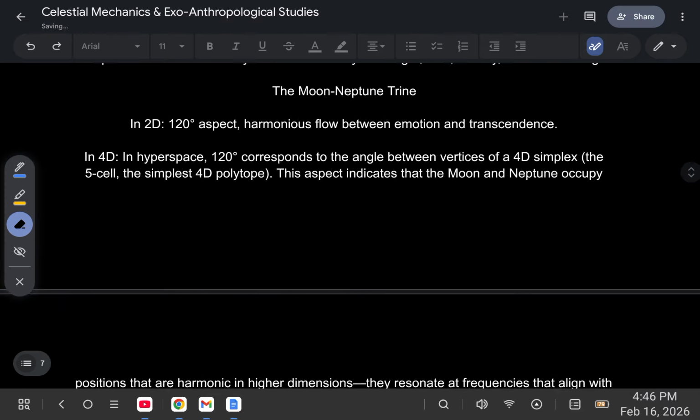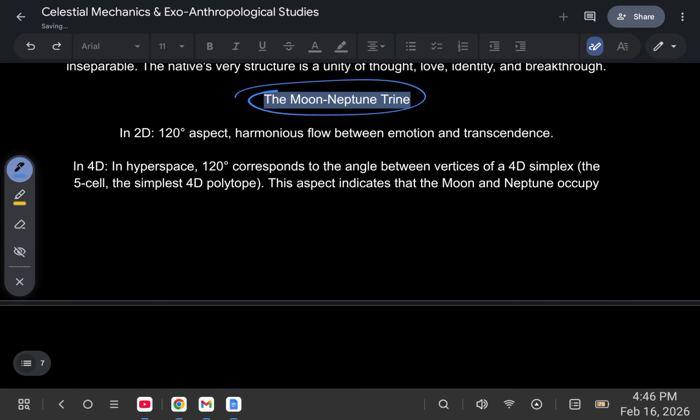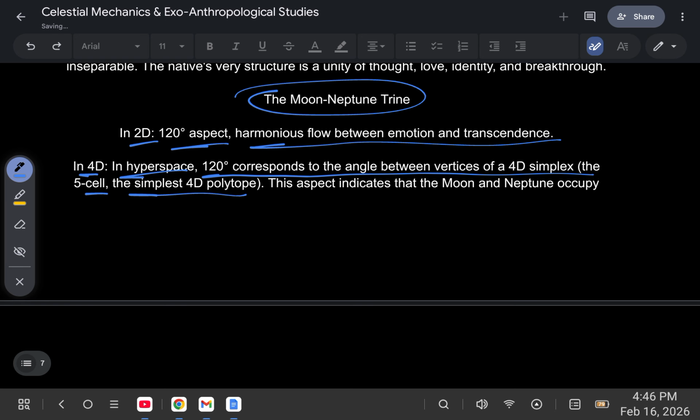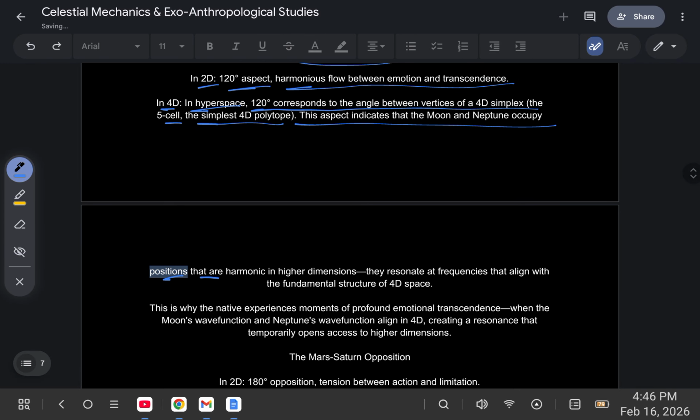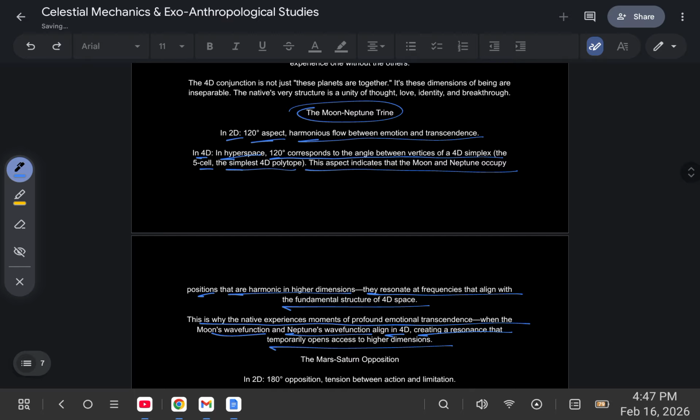Now let's observe the Moon-Neptune trine, for example. In 2D, a 120 degrees aspect, harmonious flow between emotion and transcendence. In 4D, in hyperspace, 120 degrees corresponds to the angle between vertices of a 4D simplex, the 5-cell, the simplest 4D polytope. This aspect indicates that the Moon and Neptune occupy positions that are harmonic in higher dimensions. They resonate at frequencies that align with the fundamental structure of 4D space, and this is why the native experiences moments of profound emotional transcendence, when the Moon's wave function and Neptune's wave function align in 4D, creating a resonance that temporarily opens access to higher dimensions.